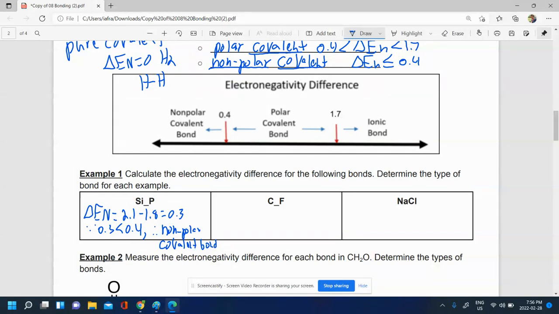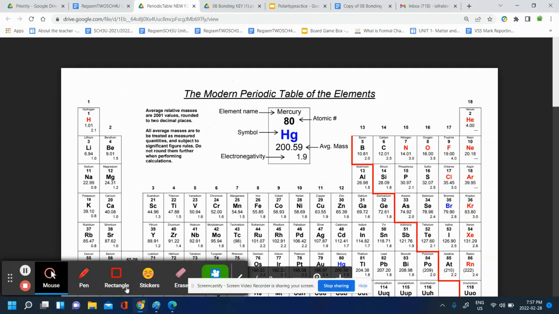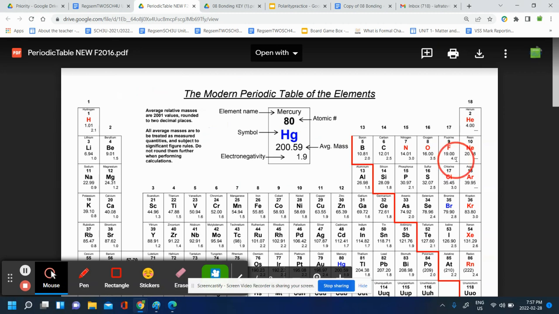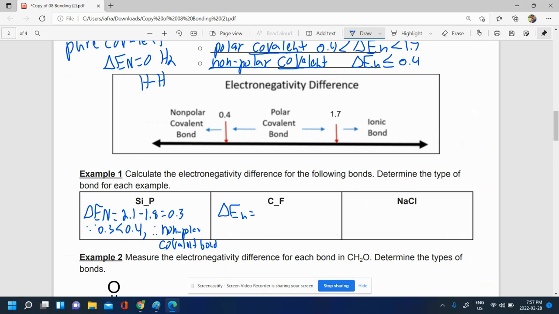So that means the share is roughly equal. Not exactly 100% equal. It'll be a little bit more towards the phosphorus with the 2.1, since that's more electronegative, but it's still pretty close to being equal. So next we'll try the bond between C and F. So the electronegativity difference between C and F is going to be, fluorine's the highest electronegativity value with 4.0, and C is 2.5. So 4.0 minus 2.5 gives us 1.5.